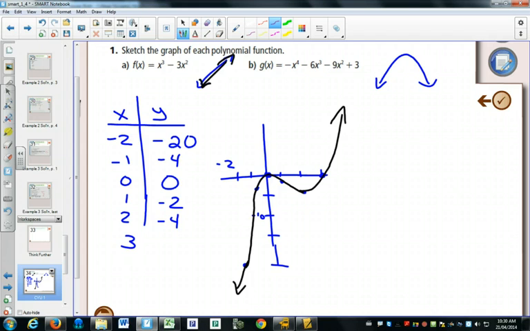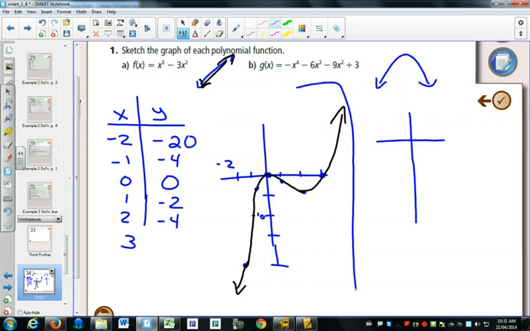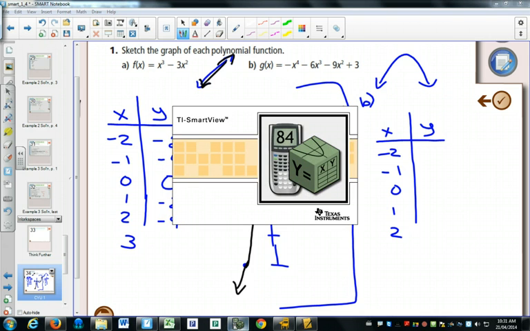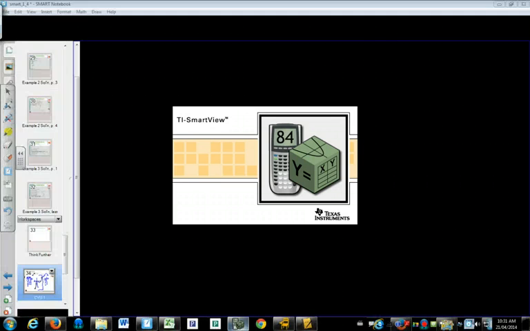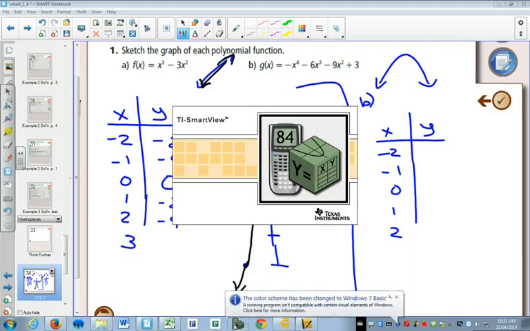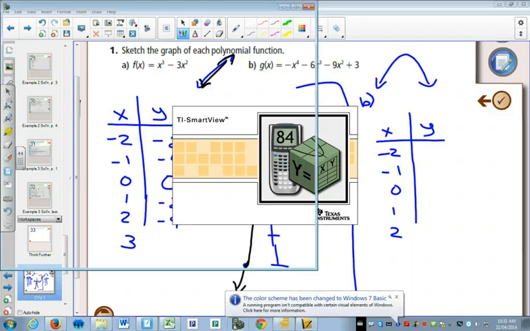And then next year, you're going to learn all the skills with calculus, how you can really draw a graph like this accurately. So for part B, same idea. We're going to go to our table of values, X and Y. Plugging in these things isn't super easy. I'm going to show you something with your graphing calculator, how you can get a table of values really easily. So what we're going to do is type this graph into our graphing calculator.